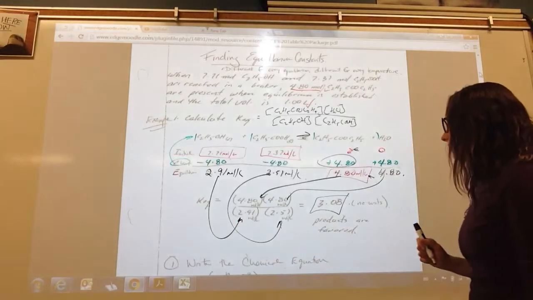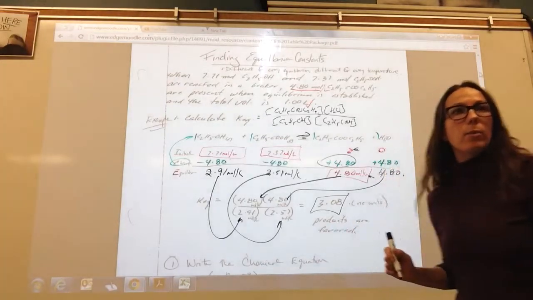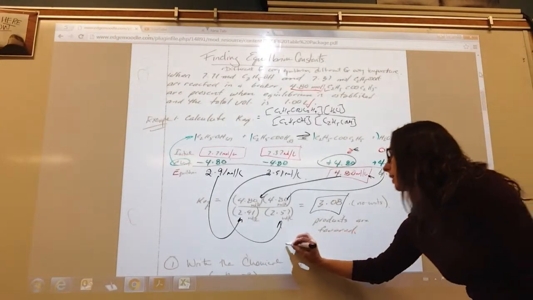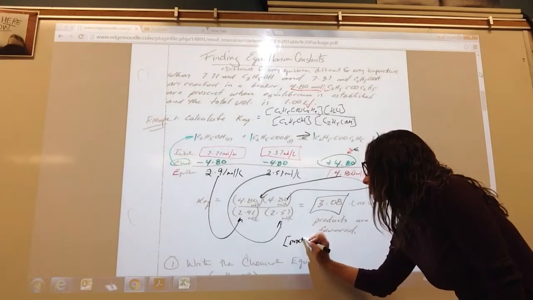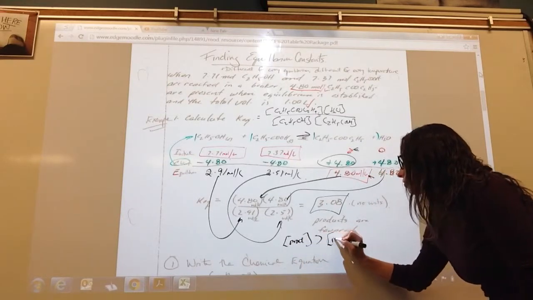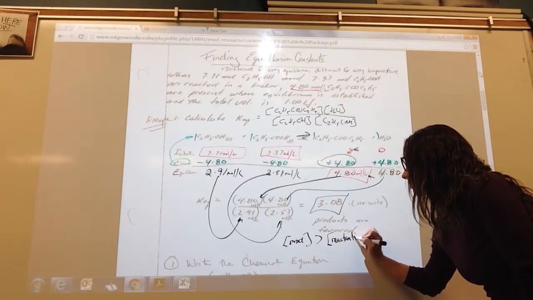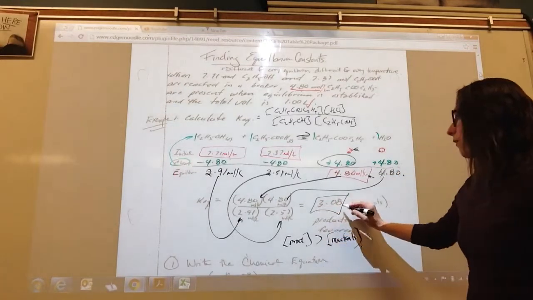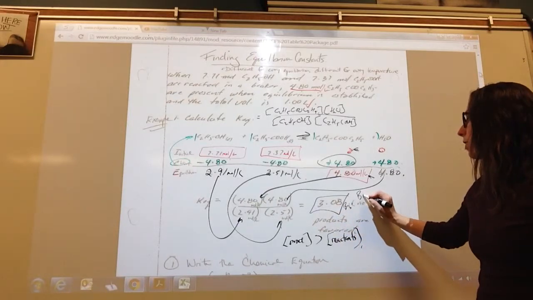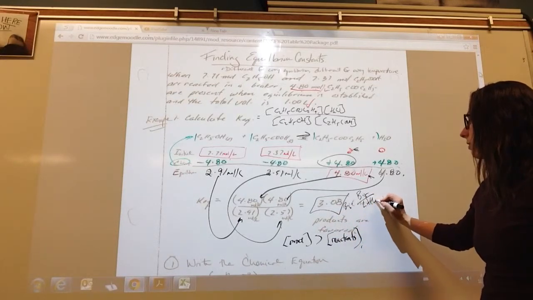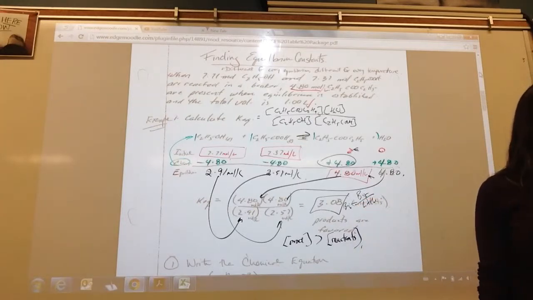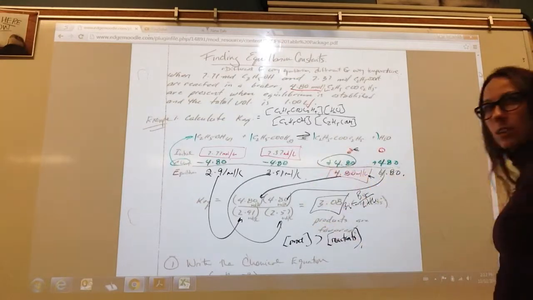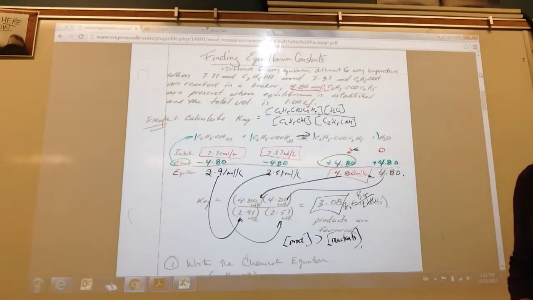Okay, everybody okay with that? So products are favored means that the concentration of products is greater than the concentration of reactants. That's what that means. How did I know that? Because in order to have a big number here, I have to have big over little. Right? Simple fractions. You don't need to write any of that down? To keep yourself engaged? Okay?